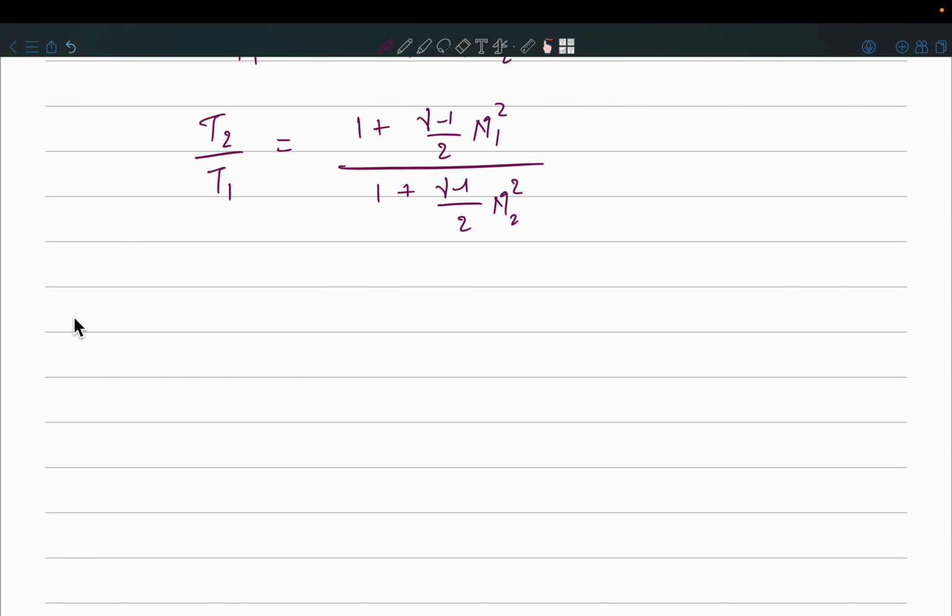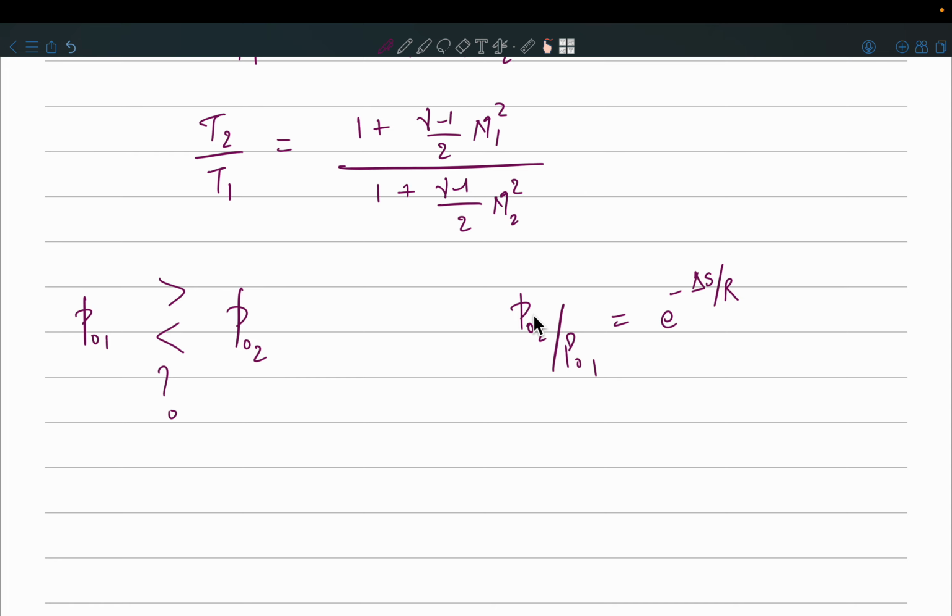What happens to the stagnation pressure? Why? Because of loss of energy. We have seen this relation, if you remember, P02 by P01 is equal to e power minus delta S by R. When the entropy increases, stagnation pressure is going to decrease. So what happens in a shock? There is going to be some loss.